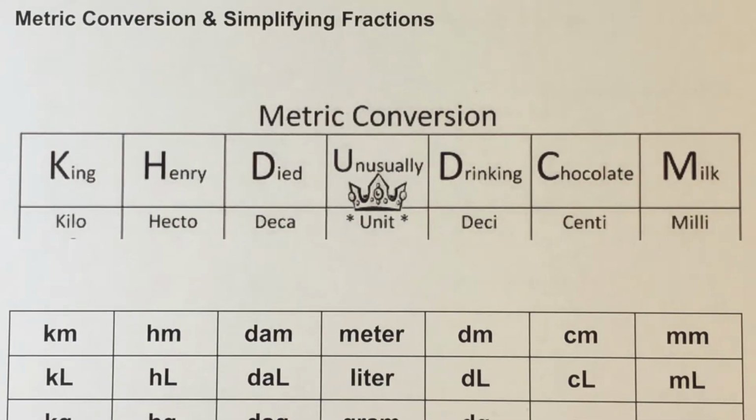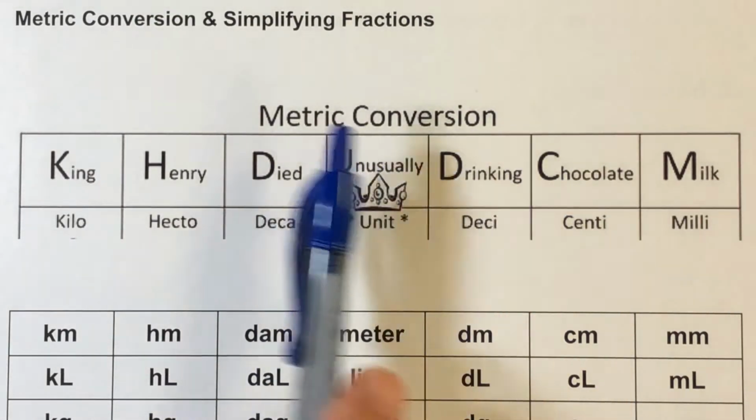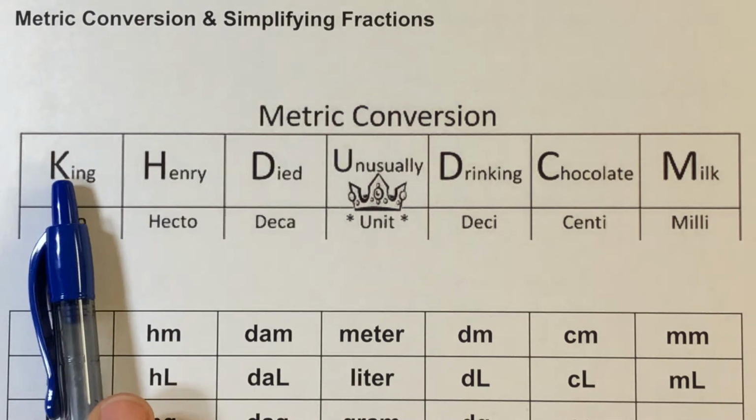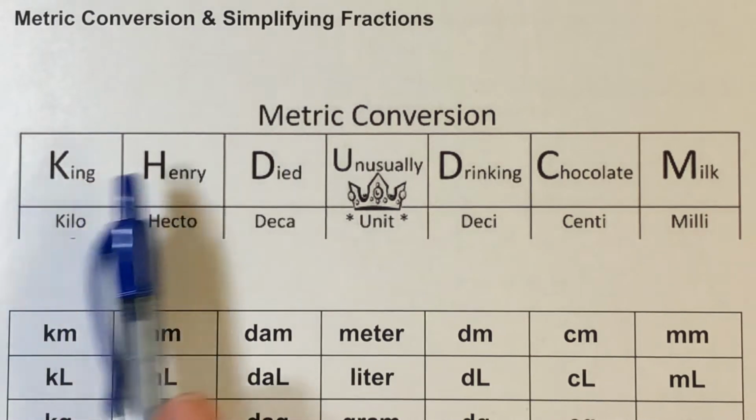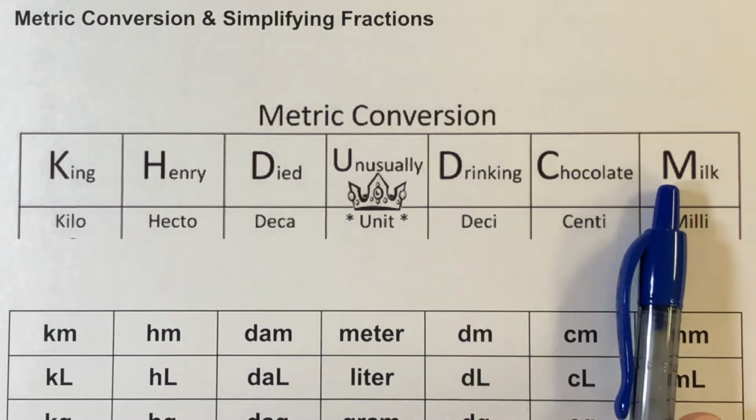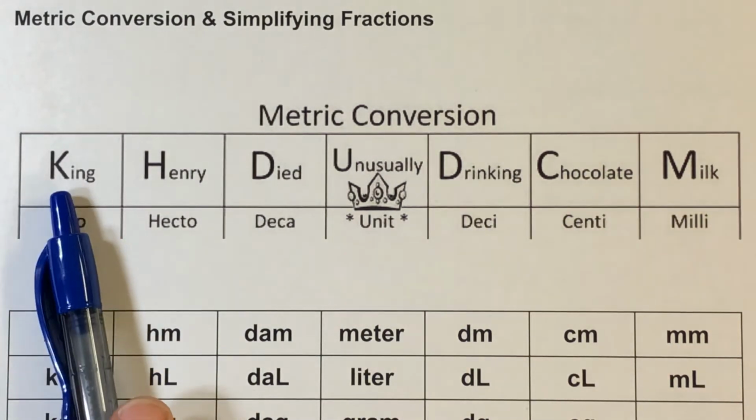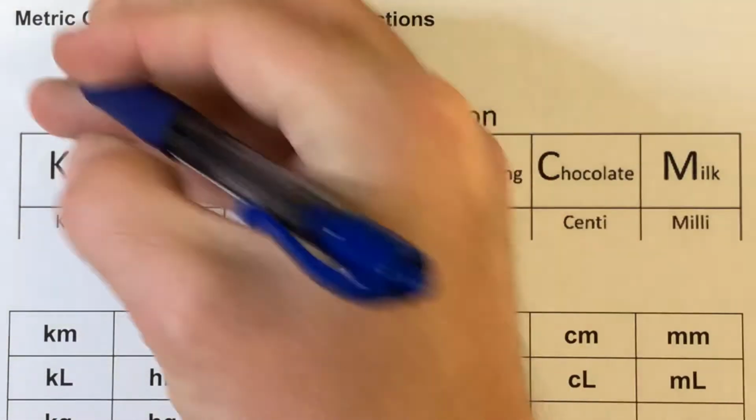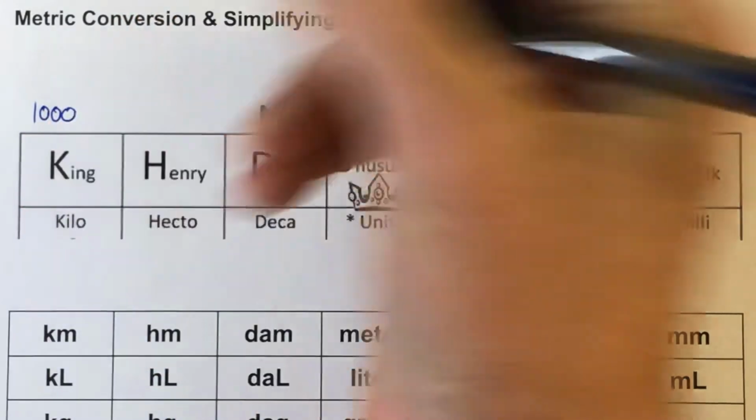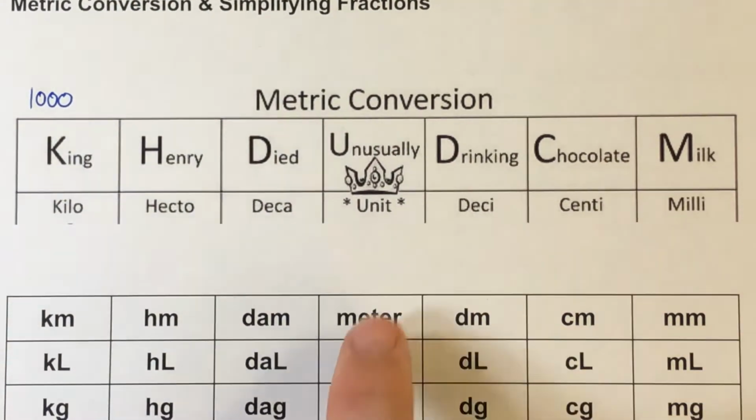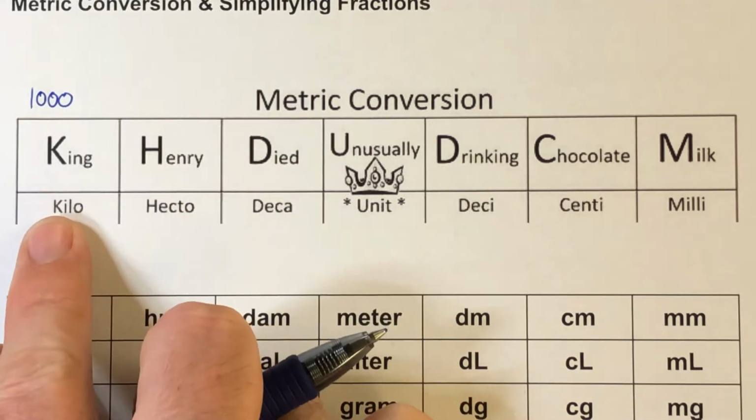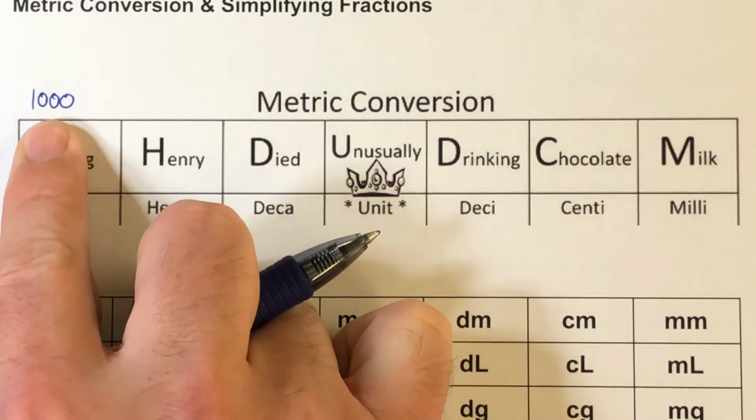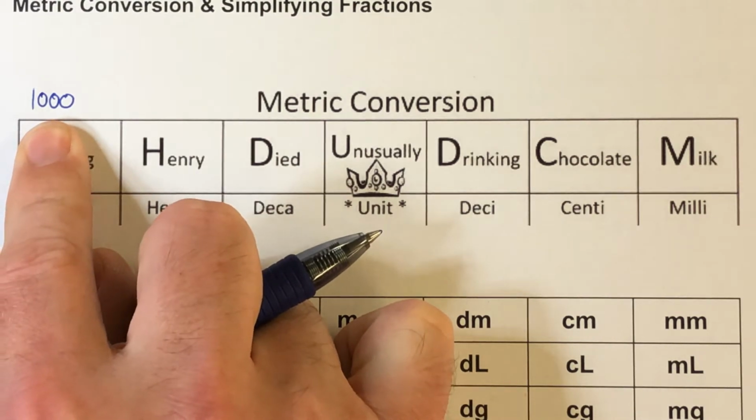Now, a great way to remember this scale is by creating different acronyms. A common one is King Henry died unusually drinking chocolate milk. There are many other sayings out there. This is just a common one. So K on King stands for kilo. Kilo means that you have 1,000 of something. So for example, if you're measuring distance or meters, a kilometer means you have 1,000 meters, 1,000 of them.